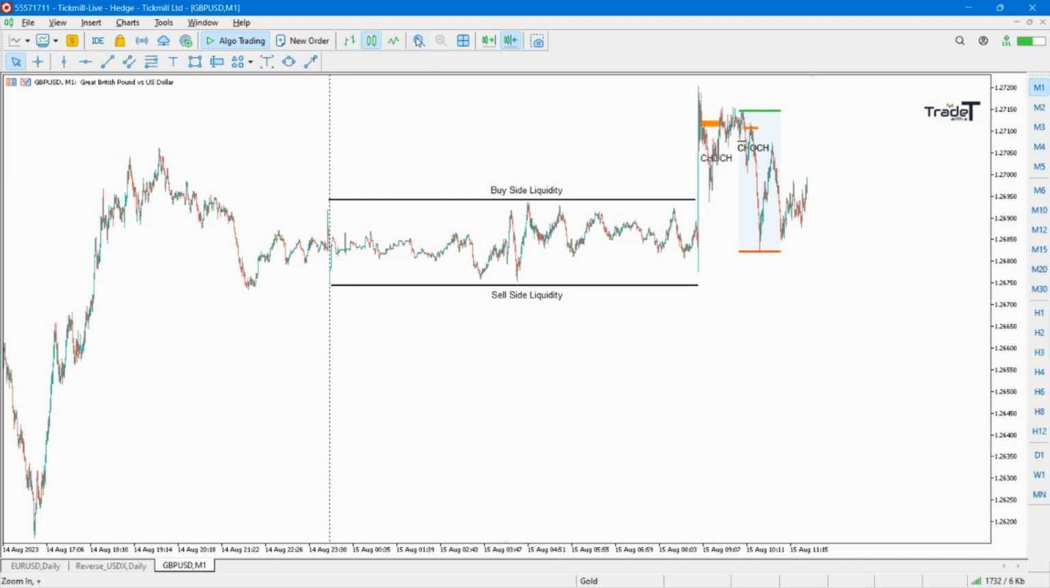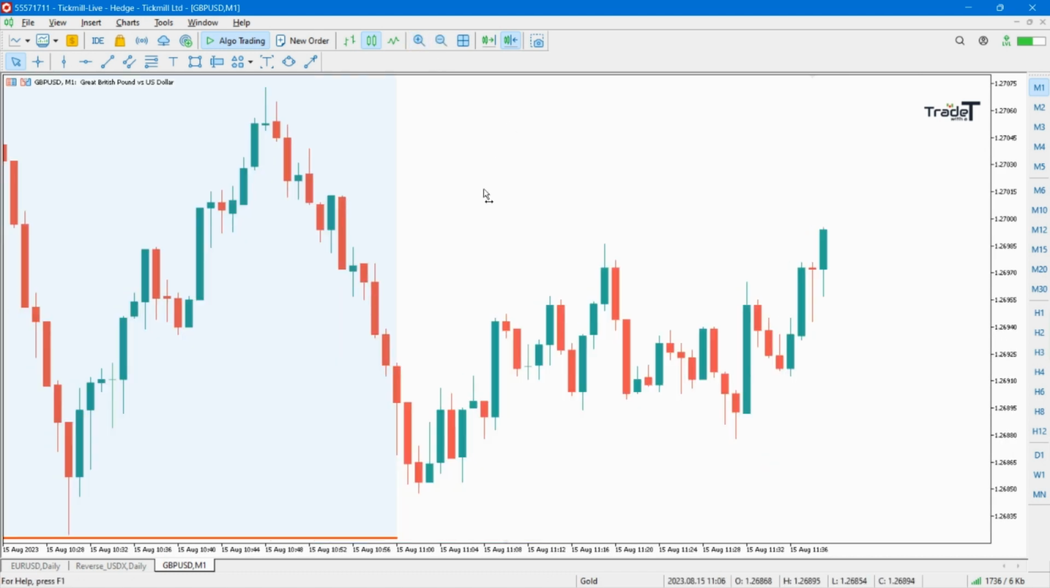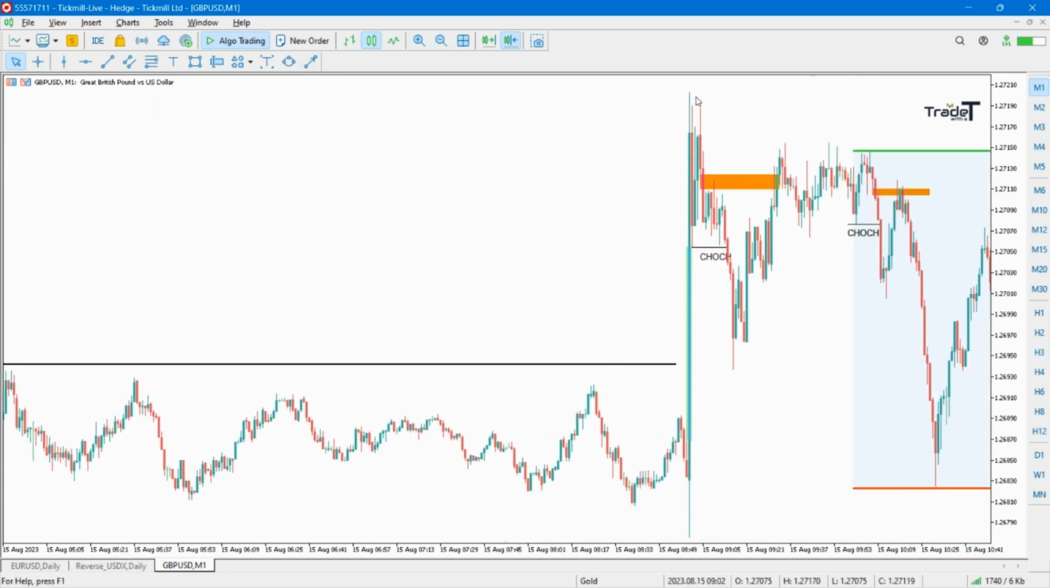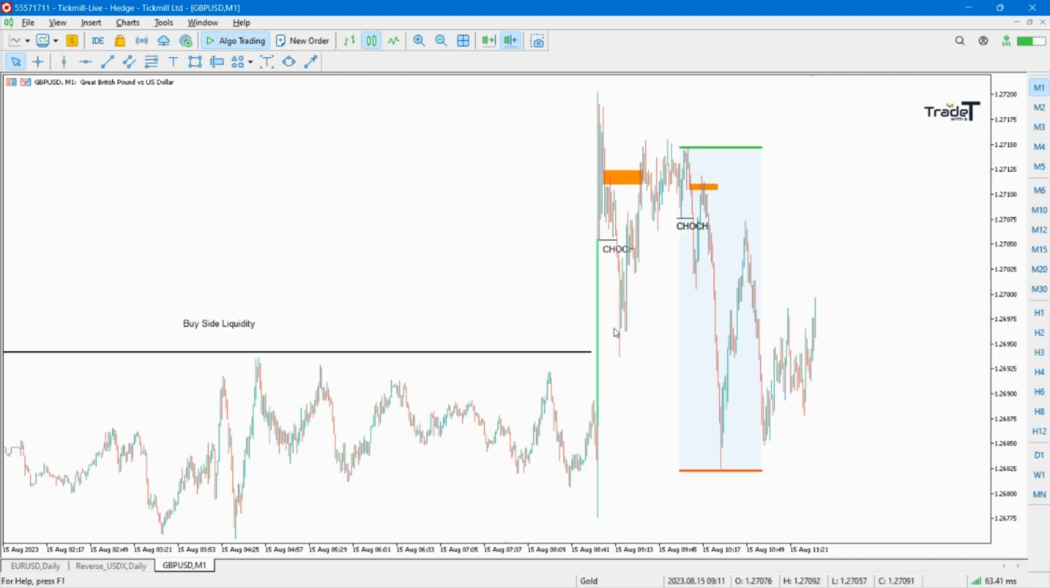So let me zoom a little bit here. We have this fair value gap that is created. So usually what happens, we're going to search for elements for a change of character or market structure shift in order to go down and take some sell side liquidity. However, it's not always the sell side liquidity that we're going to target.